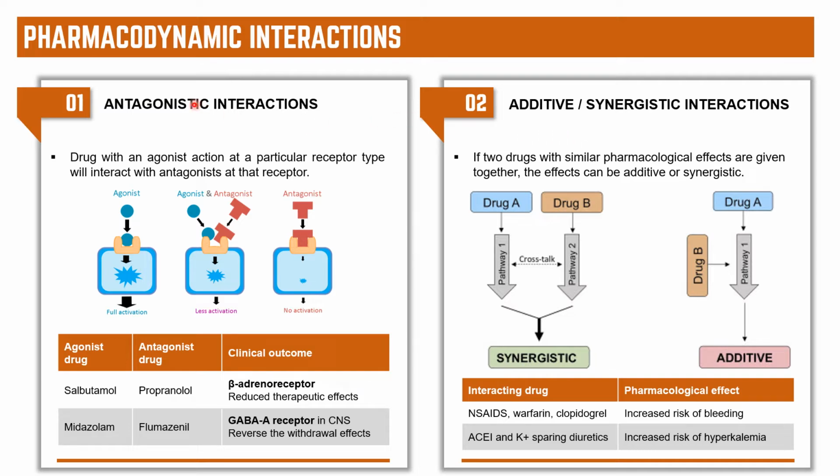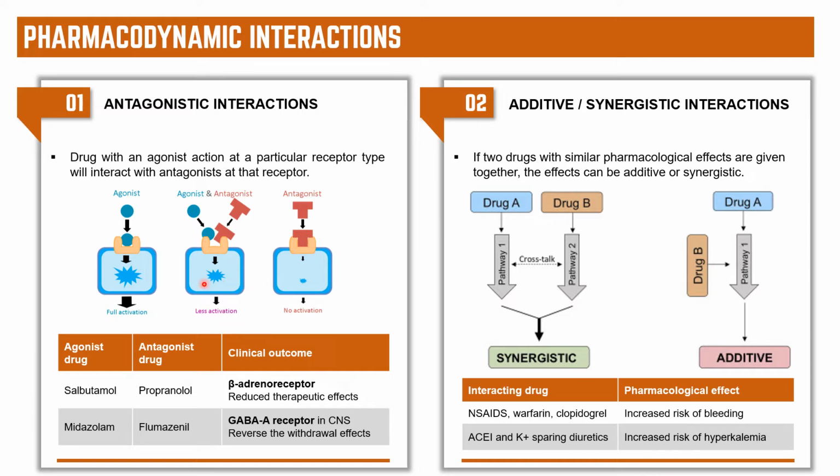So, in the antagonistic interactions, a drug that has agonist actions occupies these receptors and activates them to exert the therapeutic actions. Meanwhile, an antagonistic drug is a drug that occupies these receptors but does not activate them, which later does not produce any therapeutic effects. If the agonist and antagonist drug are given together, the antagonist may block receptor activation by the agonist, which causes less activation.